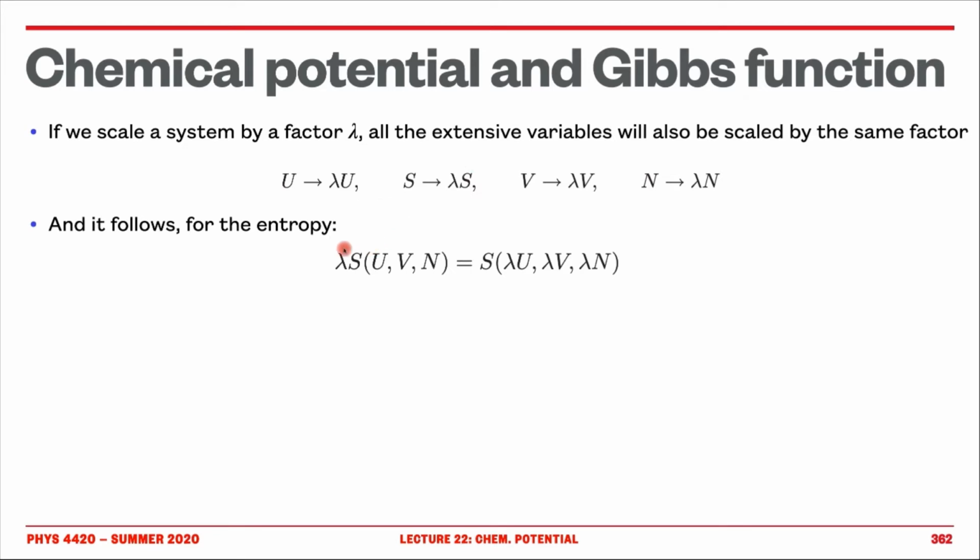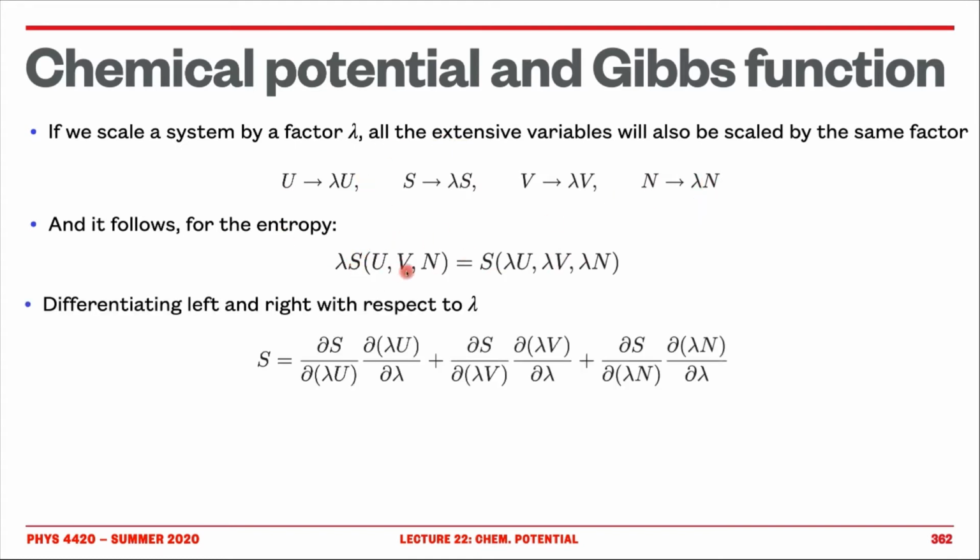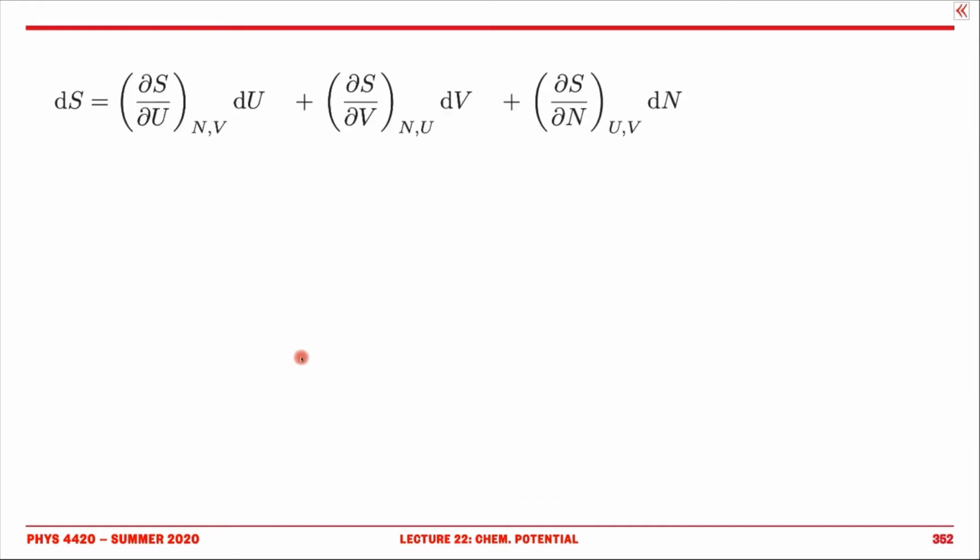The entropy of the scaled variables is the scaled entropy, right? So if I scale the system, I scale the variables here, or I scale the entropy. So both, of course, have to be equal. So we can differentiate on both sides with respect to lambda, and then we obtain these equations here, which is very straightforward.